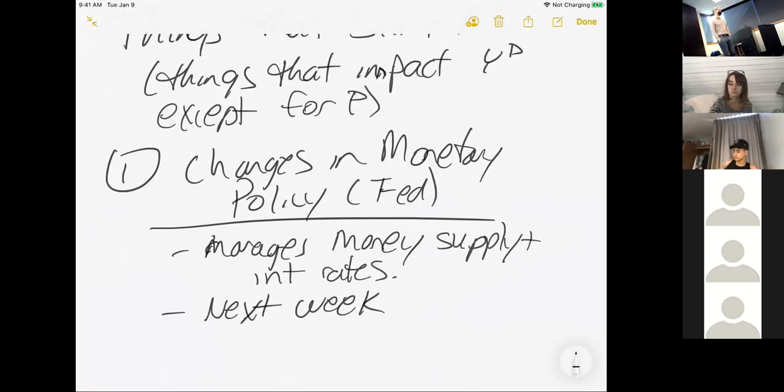What else? You guys open a paper? What's being talked about today? Front page of the New York Times.